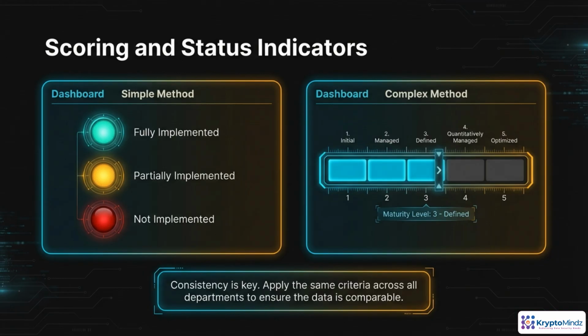A CSF profile also needs a simple, repeatable way to express status. A traffic light style scale, fully, partially, or not implemented, works well for fast communication with executives. A multi-level maturity scale gives you more nuance. You can show whether a practice is ad hoc, managed, or optimized. Either approach is acceptable. What matters most is defining clear criteria and applying them consistently across teams and assessments.